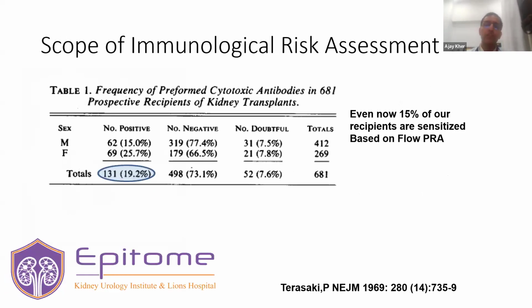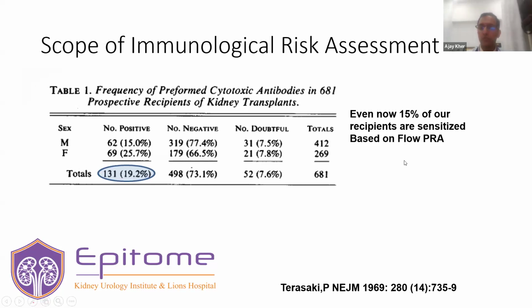If we look at the scope of the immunological risk assessment, this is from the Terasaki paper from 1969. In it, he did CDC crossmatches for 681 prospective recipients, and he found that 19% of them had a random CDC that was positive. It wasn't against the donor. He was just testing prospective recipients against a whole host of potential blood donors, just to get a sense of their sensitization. So in 1969, 19% of them were sensitized.